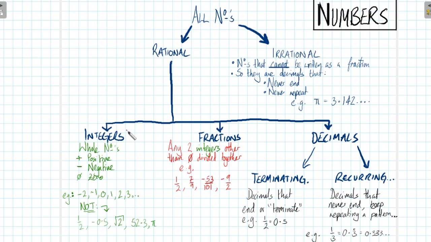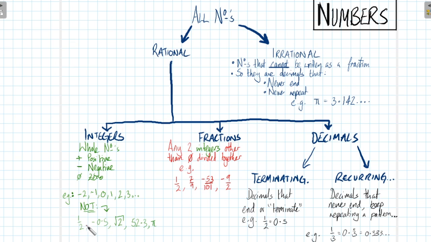There are integers, there are fractions, and there are decimals. So integers are just whole numbers. They could be positive, they could be negative, or it can be zero. So whole numbers, obviously -1, -2, -3, -4, -5, and so on. 0, 1, 2, 3, 4, 5, 6, 7, 8, 9, 10. As long as they're whole numbers, any sign, and it can also be 0, then it's an integer.